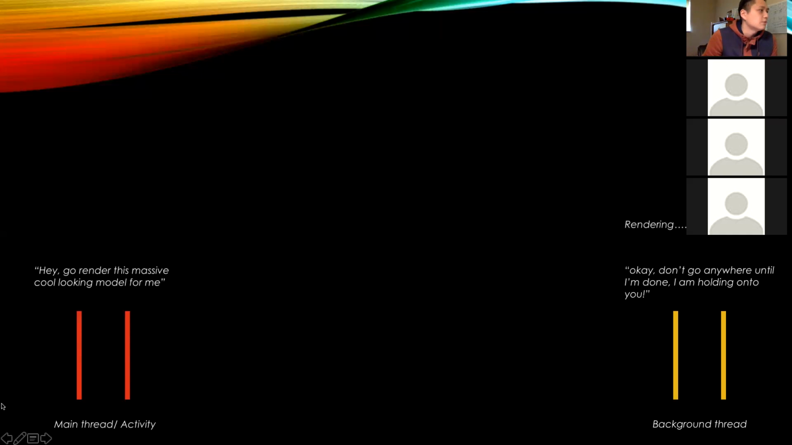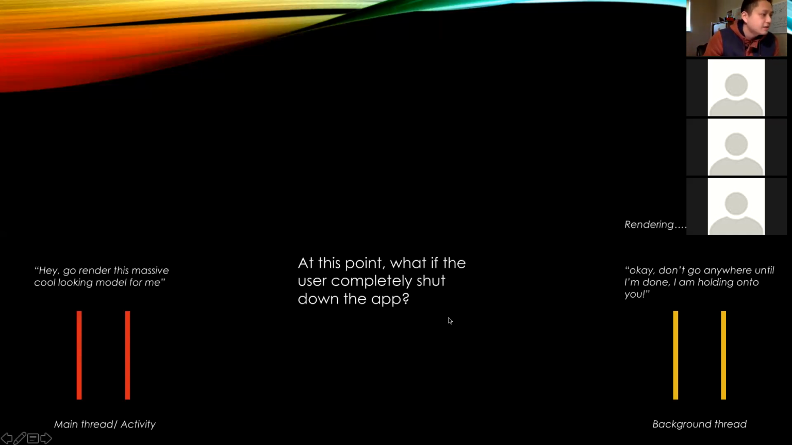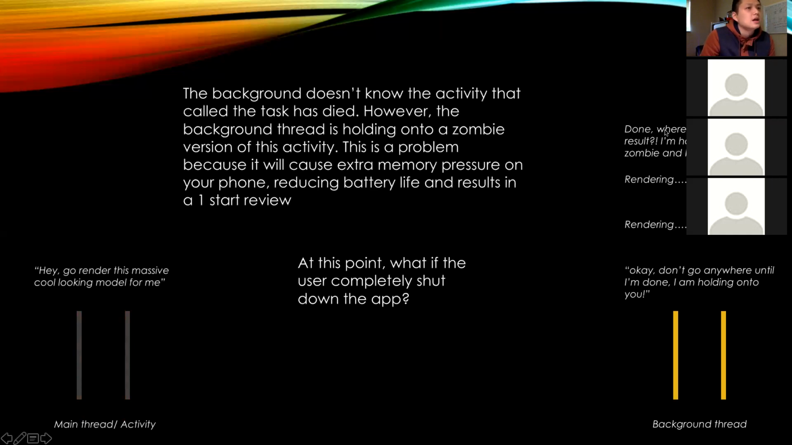So okay, back to this slide. I'm rendering, and what if at this point in time the user completely shuts off the app, right? So this goes from red to gray. It's rendering, and it says, okay, I'm done. But where should I deliver this result to? I'm holding on to this zombie object, and I'm not letting go because I have a strong reference.